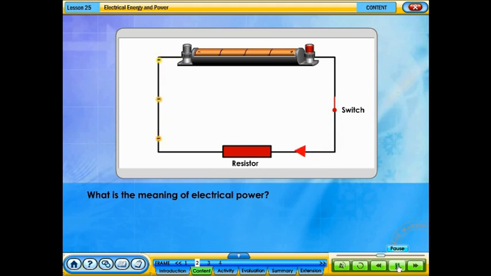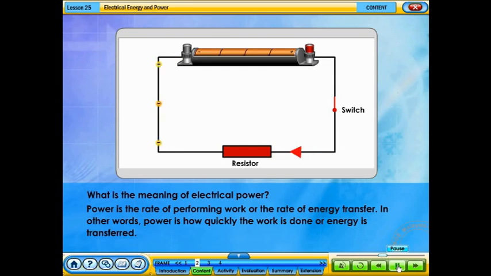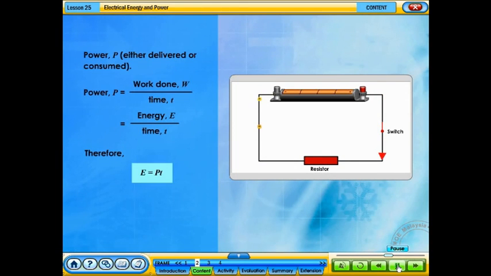What is the meaning of electrical power? Power is the rate of performing work or the rate of energy transfer. In other words, power is how quickly the work is done or energy is transferred. Power P, either delivered or consumed, is equal to work done, W, in a given time, T. Power is the amount of energy converted in a given time. Therefore, energy equals power times time.